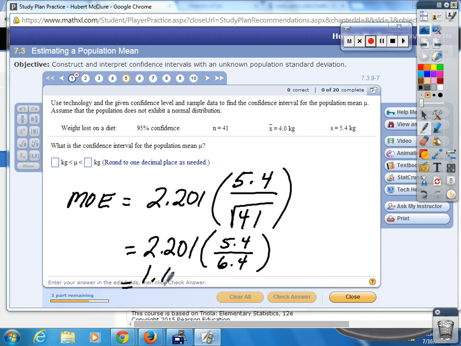$1.8. Give me one more digit, because these two are to the tenth, so we might want to go one more digit. What is it? 1.857, so 1.86. So ours is going to be, the mean is 4, so that's going to be 5.86. And what is 4 minus 1.86? That'd be 2.14.